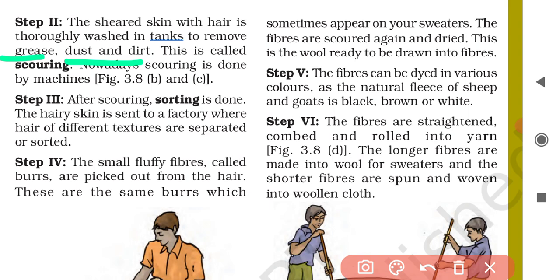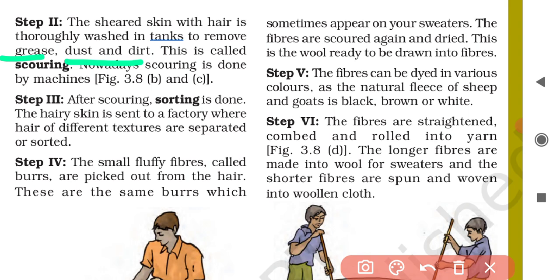So this fleece must be cleaned before it can be processed into woolen yarn. And then how can it be cleaned? The fleece, or we can say the sheared hair of the sheep, is washed with soaps and detergents. And a lot of water is also required in washing it. So the fleece is thoroughly cleaned by washing with soap or detergents and a lot of water in tanks.